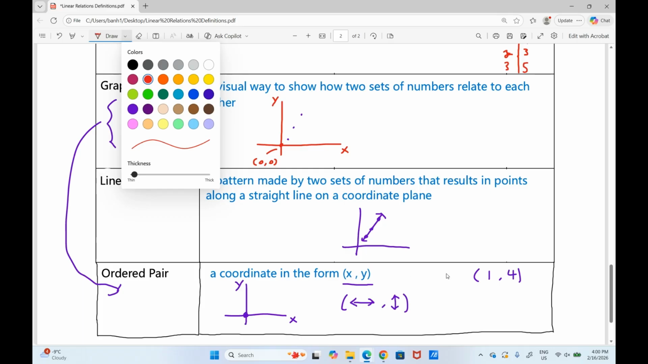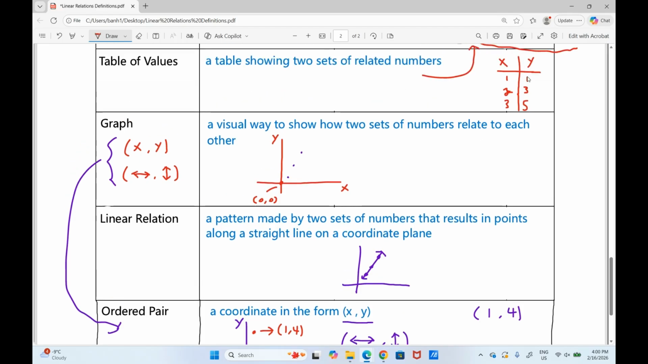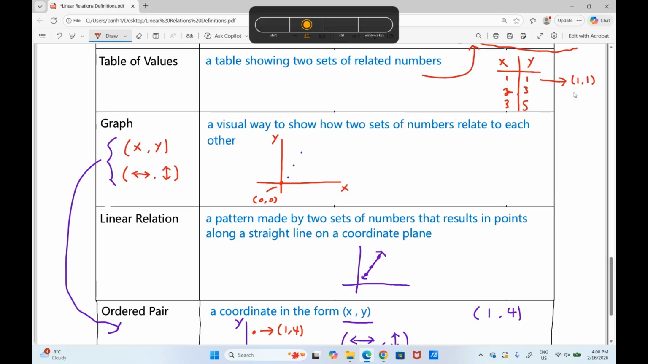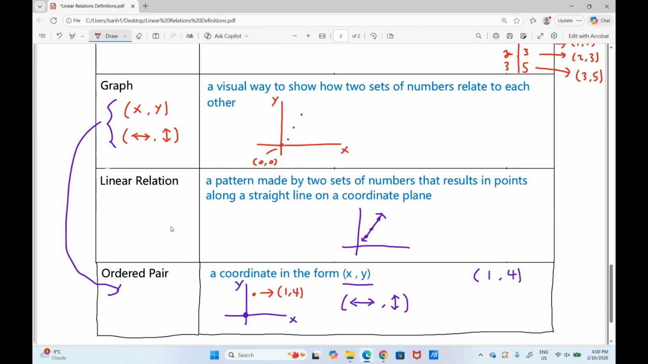Because X comes first, and it says 1 here, I would move 1 to the right, and then I would go up by 4. So my point for 1 comma 4 would be here. And that's called an ordered pair. And as you can see from this table of values, if I were to take ordered pairs from this table, it would be 1 comma 1, 2 comma 3, and 3 comma 5. And again, we'll talk more about this in the other videos. And that's it for the definitions.